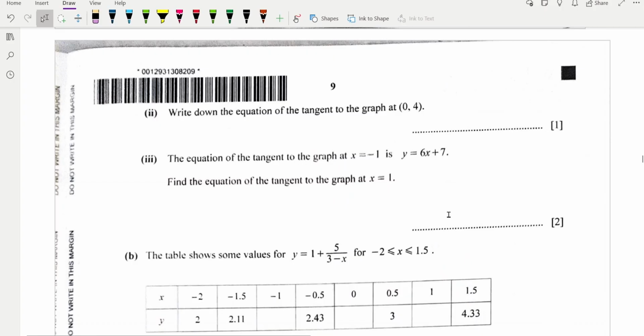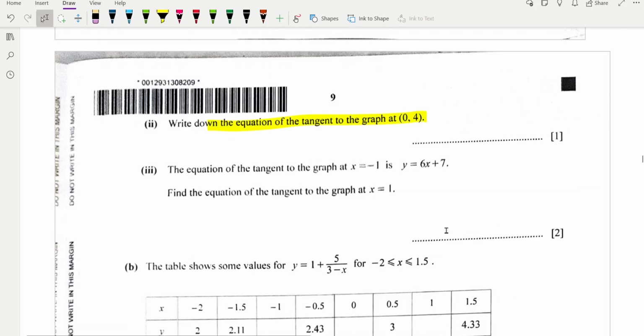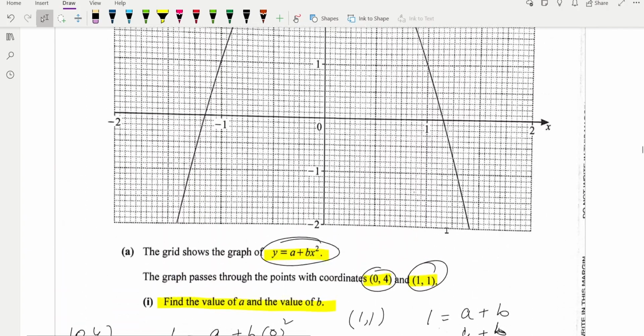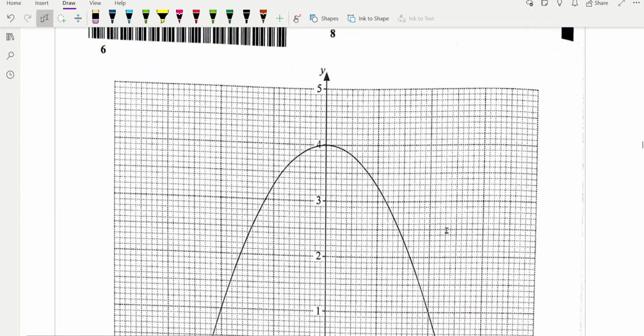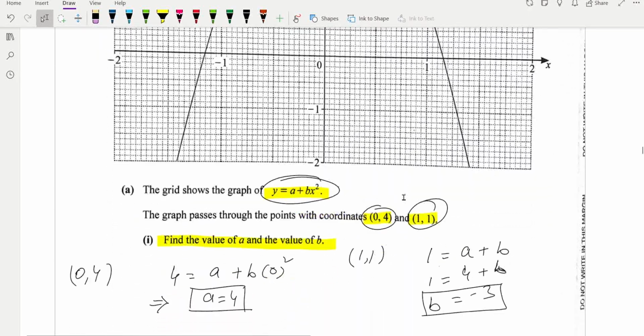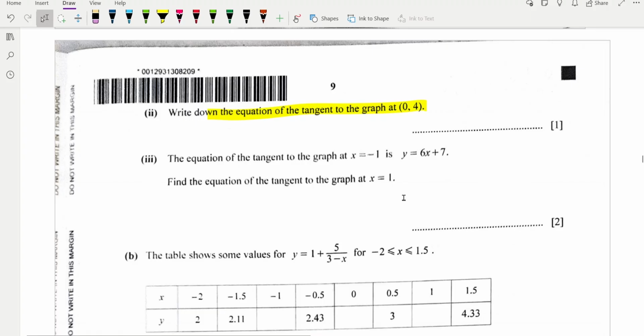Write down the equation of the tangent to the graph at (0, 4). So (0, 4) is basically this point: x is 0 and y is equal to 4. If we draw the tangent at this point, the tangent will be a straight line passing like this one. So it will be the line y is equal to 4. This will be the answer for this part, which is y is equal to 4.